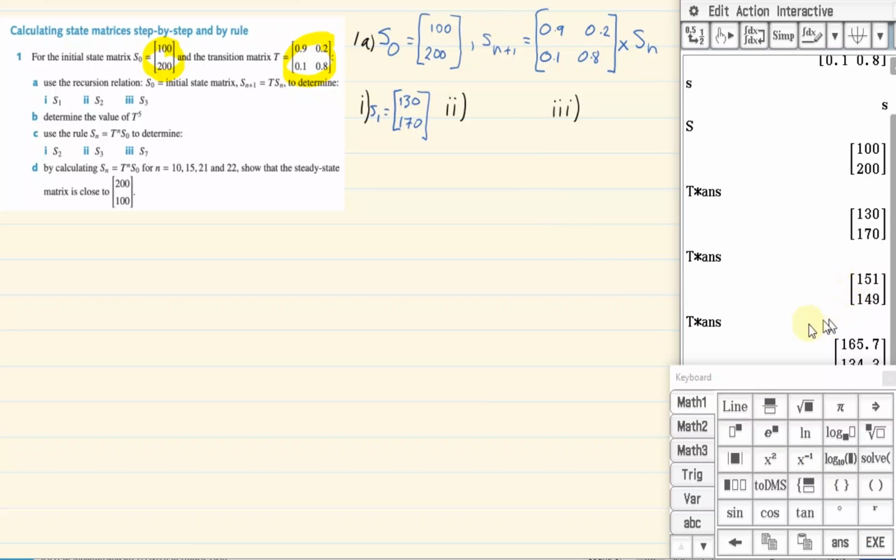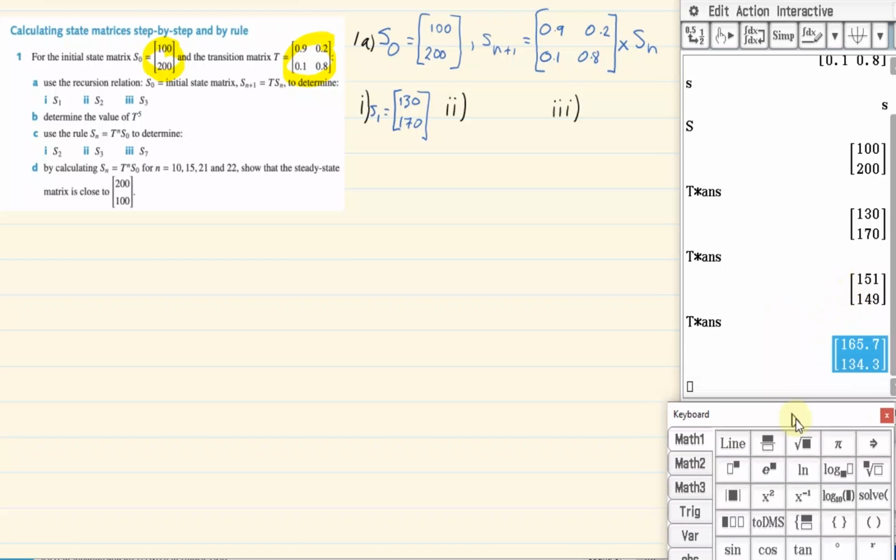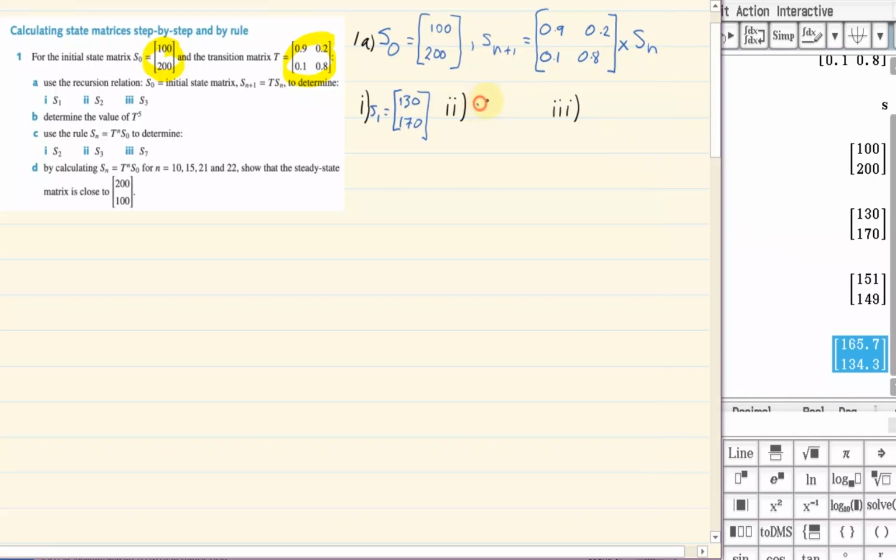So you can see there, S2 is 151 and 149, and S3 is 165.7 and 134.3. So I've used that recursively.